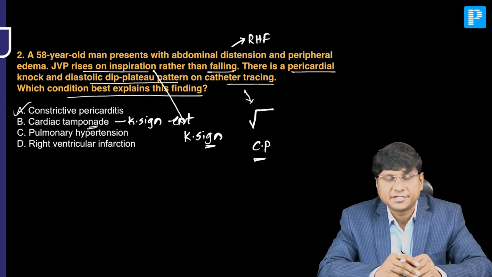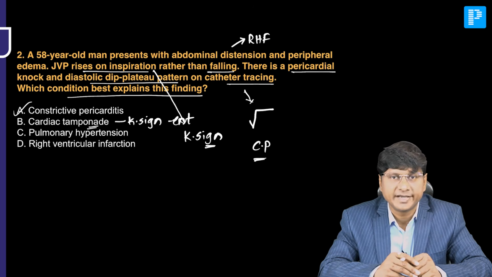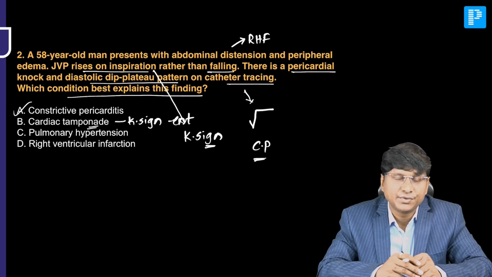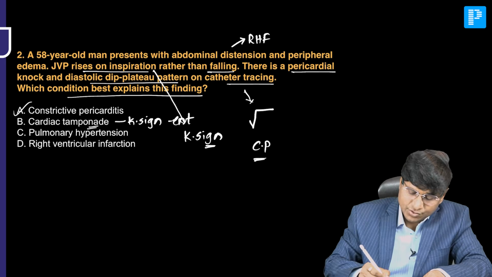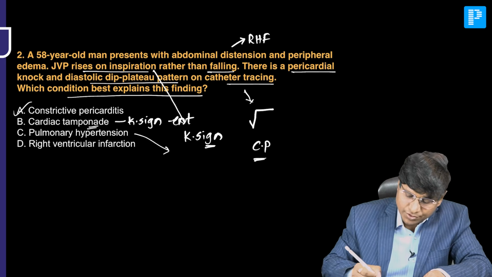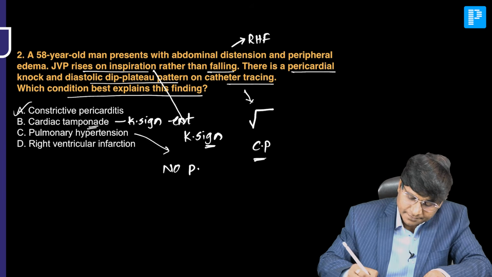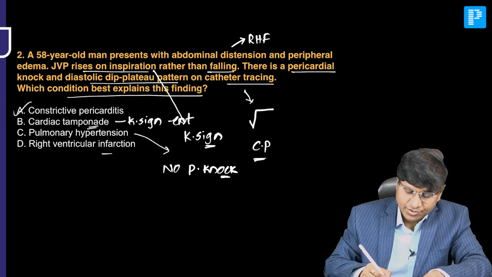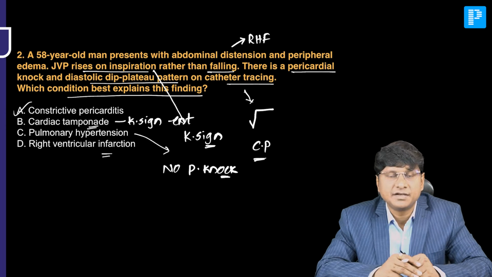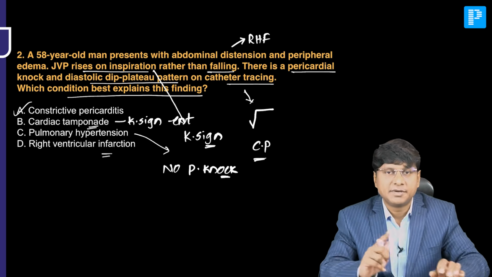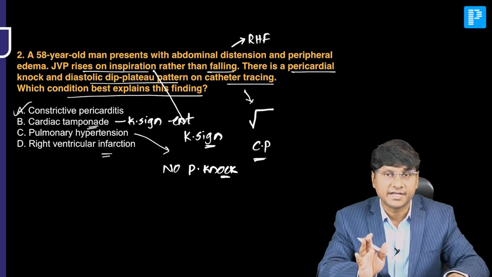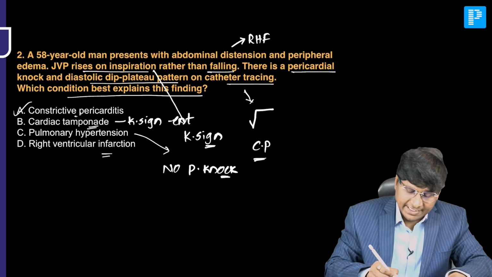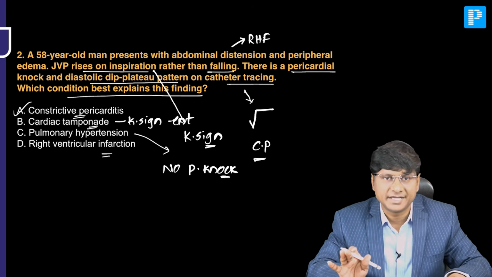And you take pulmonary hypertension. Pulmonary hypertension can cause right ventricular hypertrophy and right heart failure. And in right heart failure, you can have the presence of the Kussmaul sign. But in case of pulmonary hypertension, there is no pericardial knock. Right? There is no pericardial knock. And same is your right ventricular infarction also. So right ventricular infarction will cause right heart failure, and this right heart failure will cause the Kussmaul sign, but pericardial knock will be absent in case of right ventricular infarction. So the answer in this question is the constrictive pericarditis, right?